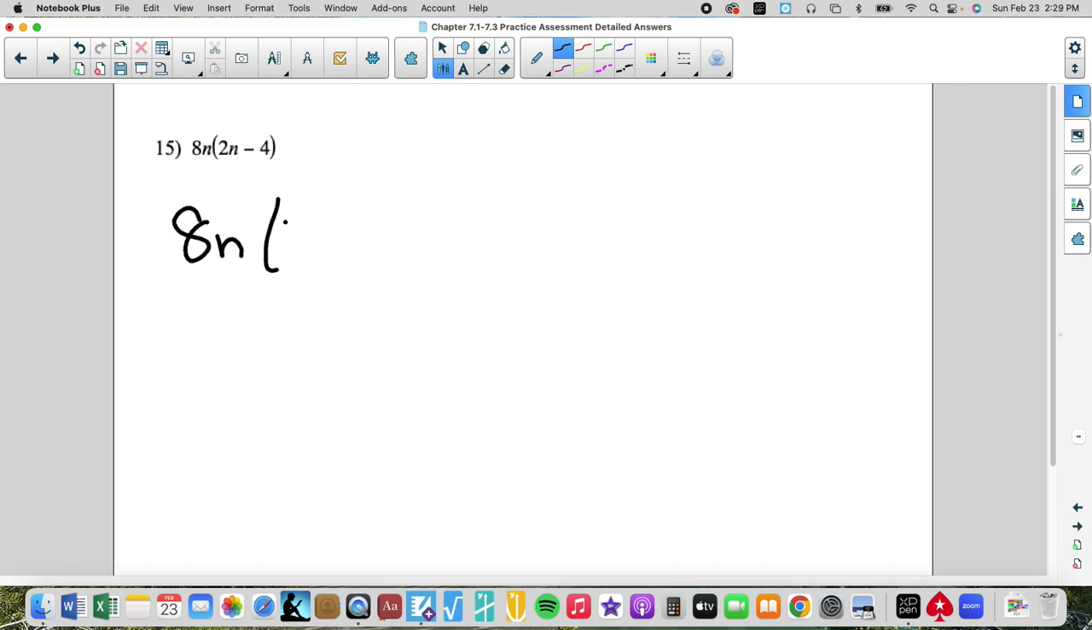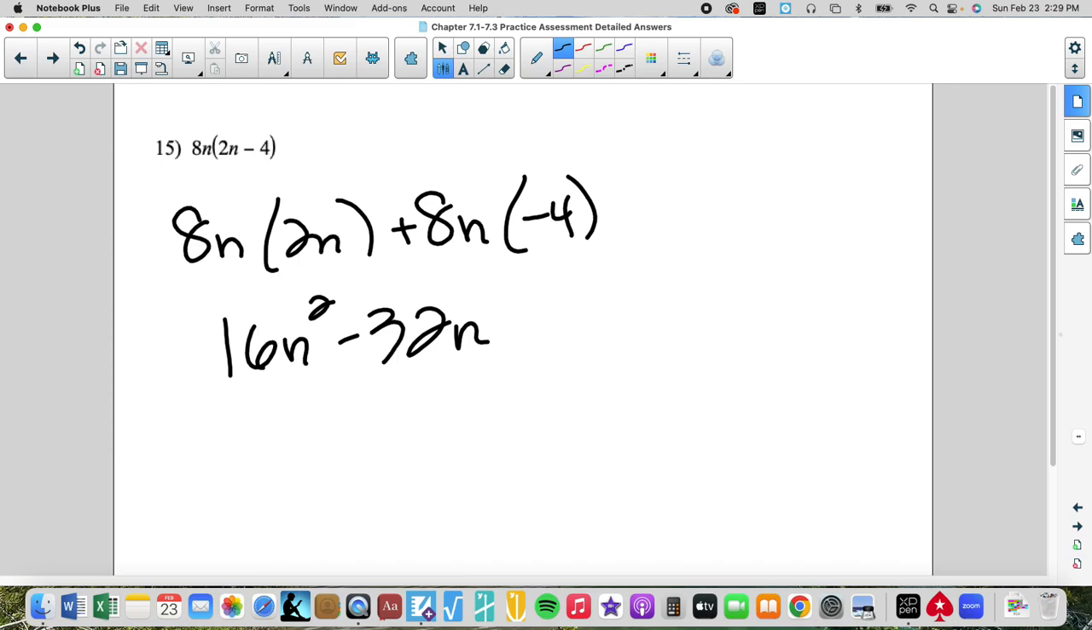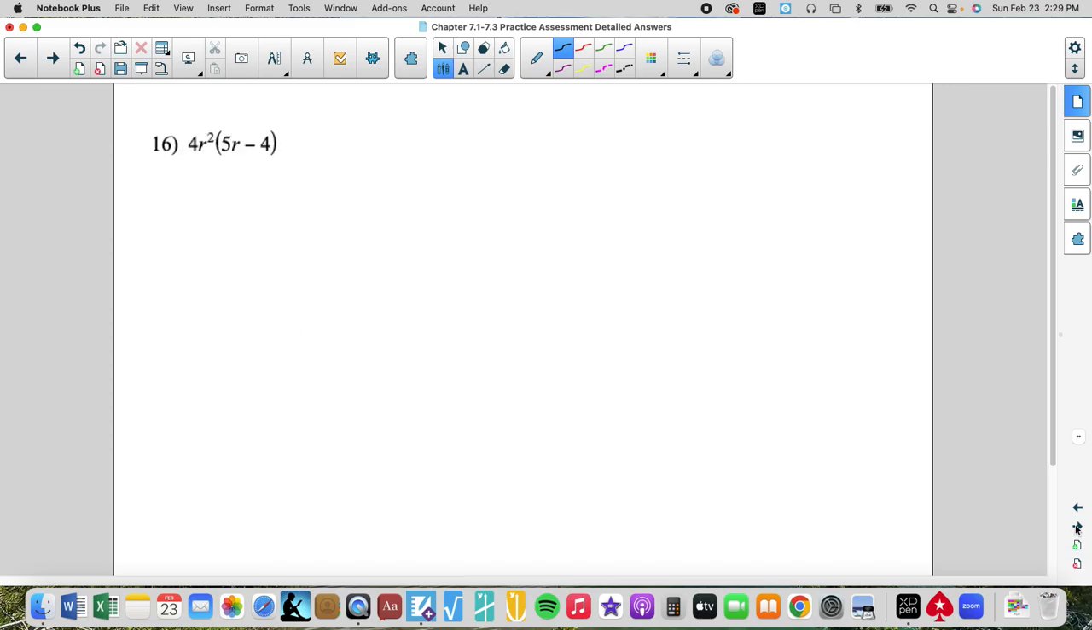8n times 2n plus 8n times negative 4. Make sure that there is a sign there in front of the 8n. Why is it positive? Because this is a positive. Very important to show this. If it's not there, then we're multiplying everything, which is not what we're doing. We are combining like terms. 8n times 2n is 16n squared. 8n times negative 4 is negative 32n. And it's as easy as that.